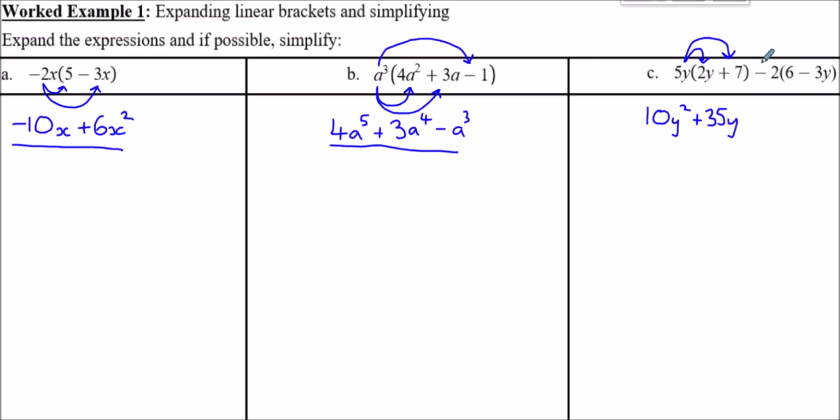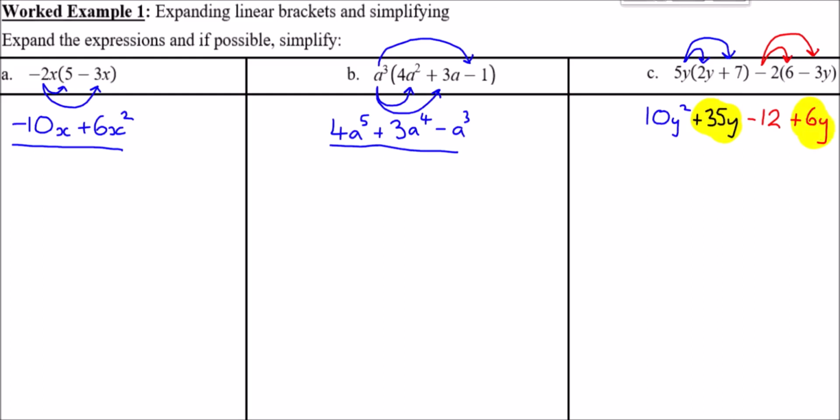Same idea for the second set of brackets. We do minus 2 multiplied by 6, which is minus 12, and then minus 2 multiplied by minus 3y. Minus times a minus is a plus, so 2 multiplied by 3y is positive 6y.